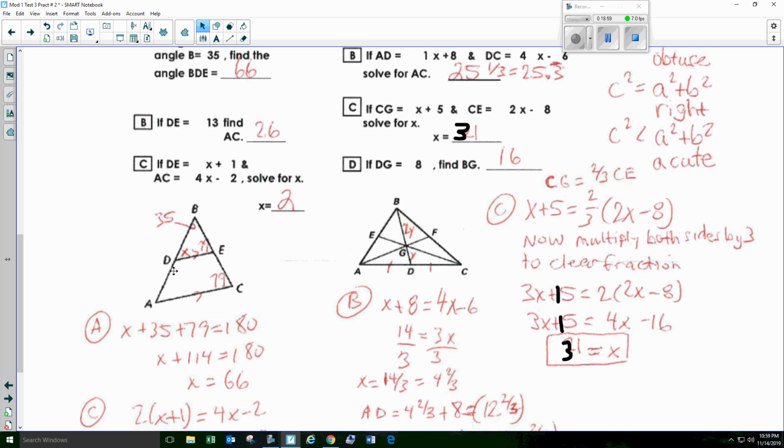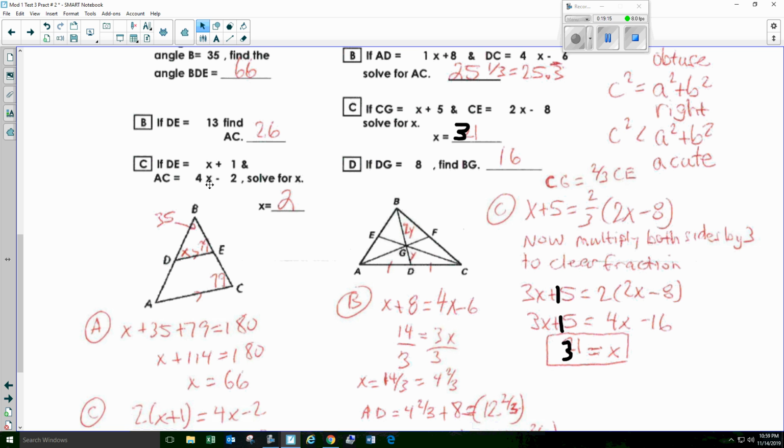Now, even simpler, it says DE is 13. Well, we know if that's 13, that's exactly half of this. So 13 times 2 is 26. Three points. C, DE. Again, it's the same idea as this one, except now we have algebraic expressions.